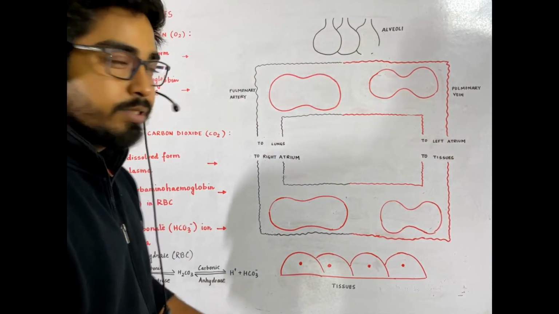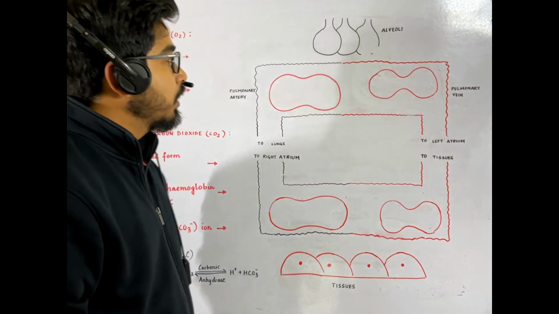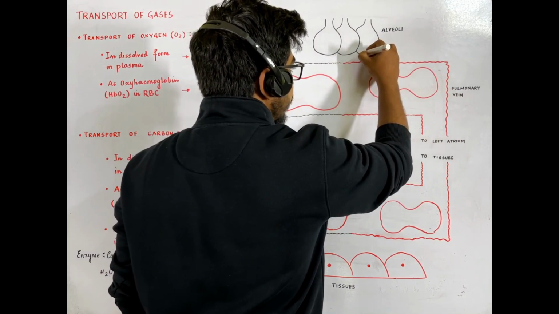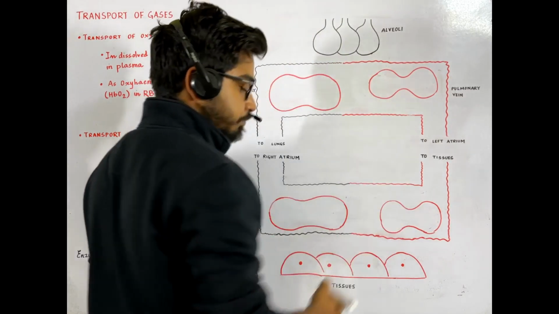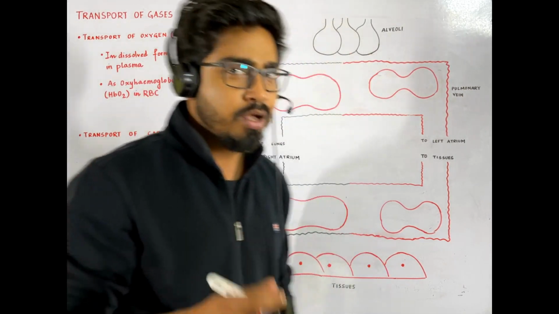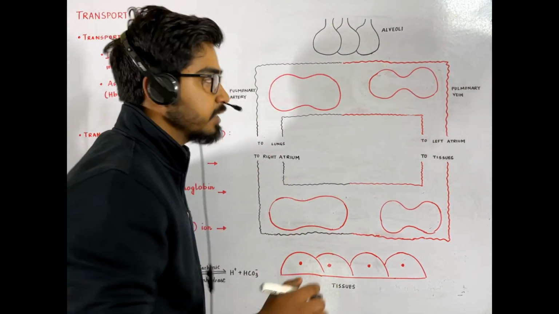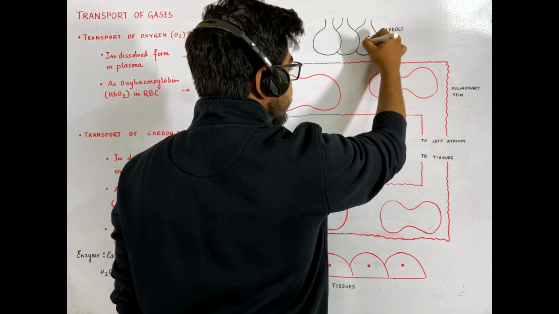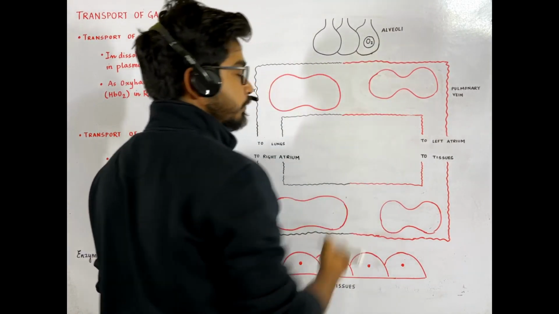So all of you please focus on this diagram. Now what do we see? We see that we have alveoli, that is lungs, at the top. Whenever you are taking in fresh air, always remember that fresh air is rich in oxygen, O2.